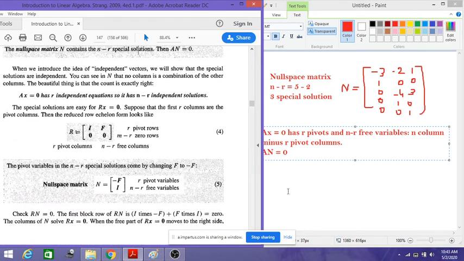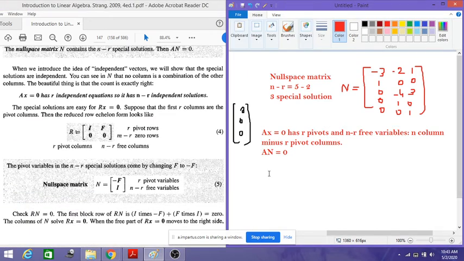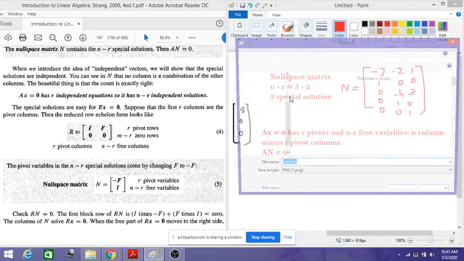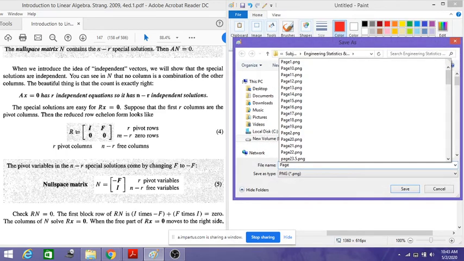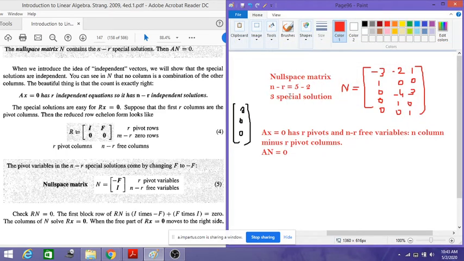Now let us write this in the generalized form. So if Ax equal to 0 has r independent equations, so it has n minus r independent solutions. So n minus r independent solutions we have. So that can be written in a very general form. So let us write. Let me save this page here, page 96.